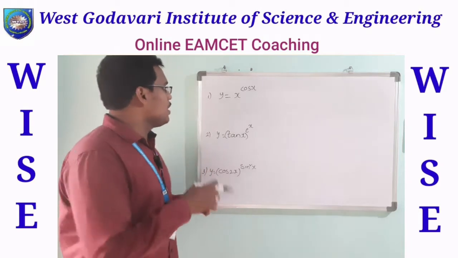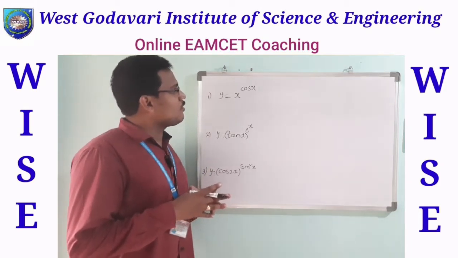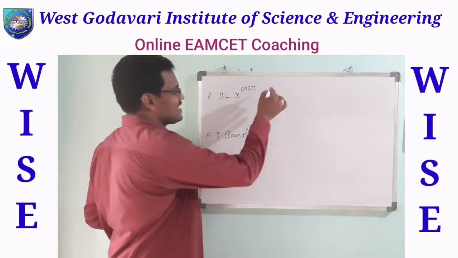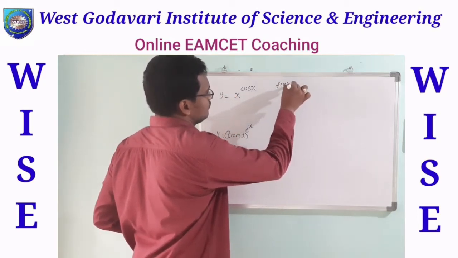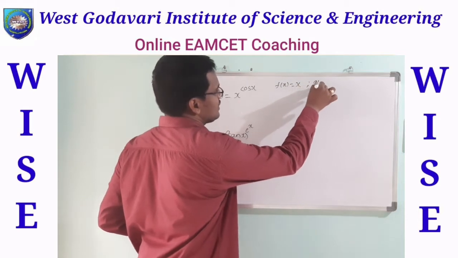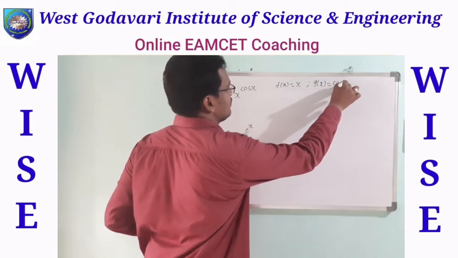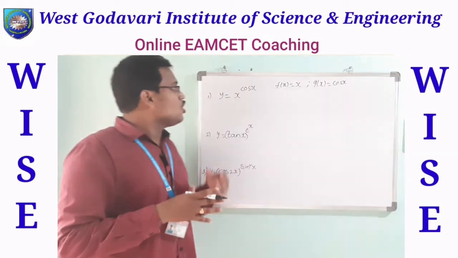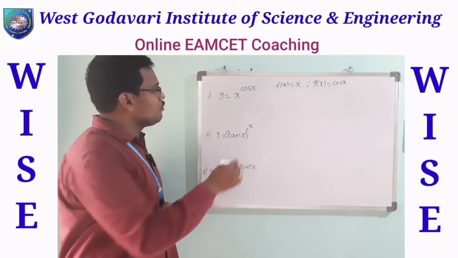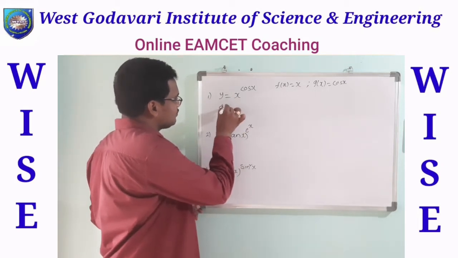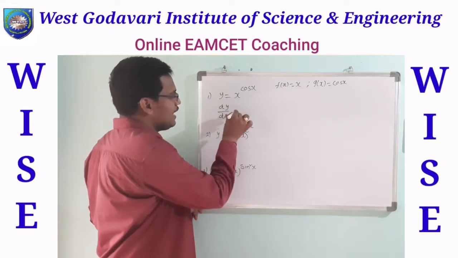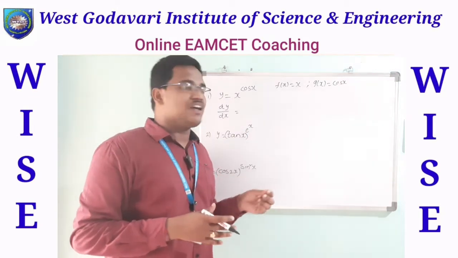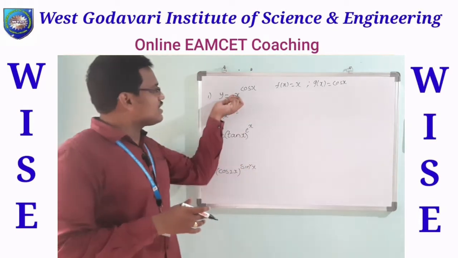Now see the first problem, y is equal to x to the power of cos x. So in the place of f of x, that is x, and in the place of g of x, here it is cos x. So x and cos x are the different functions, so no need to evaluate this term. Now we have to find dy by dx. By using the simple shortcut technique, we can easily get the answer for this problem.